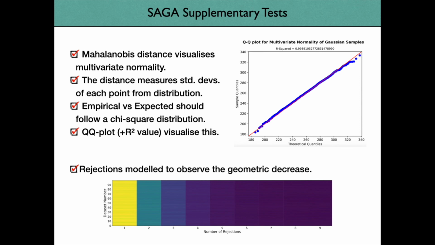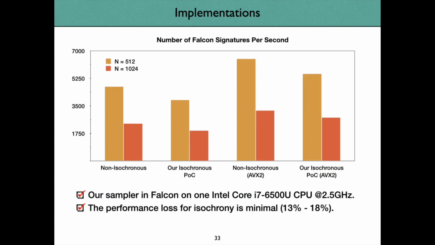That's pretty much everything from SAGA, and finally we come to the performances of our proposed isochronous sampler. So we provide results on a single core of an Intel i7 CPU. The results shown here are when we integrate the sampler into Falcon. We also provide results of the sampler on its own in the paper. But with respect to Falcon, we see a minimal performance degradation for complete isochrony, between about 13 and 18%, depending on whether optimizations or which parameter set is being used. And this really shows that this method is a great candidate for trapdoor sampling.